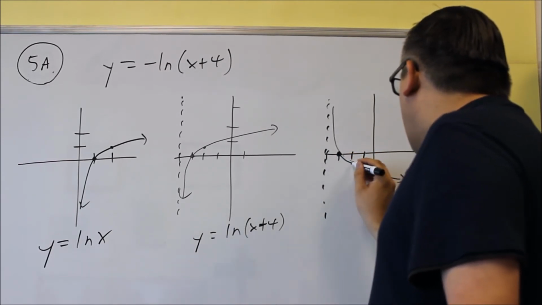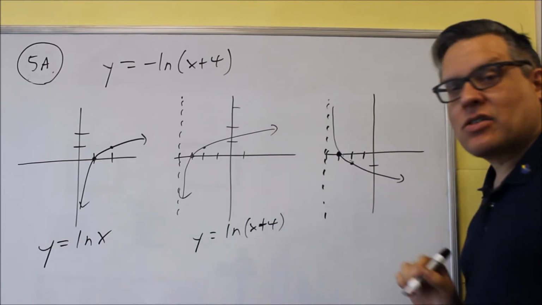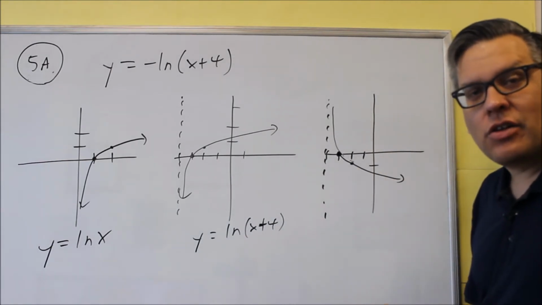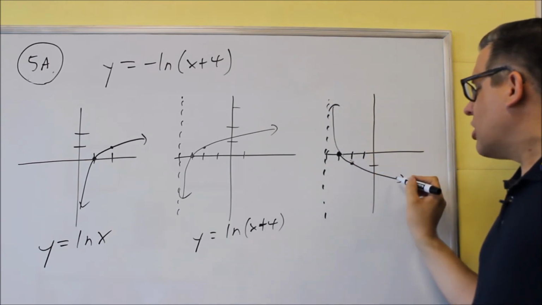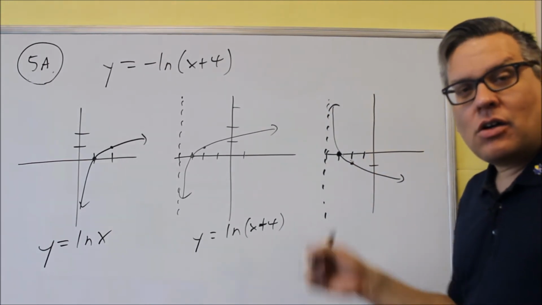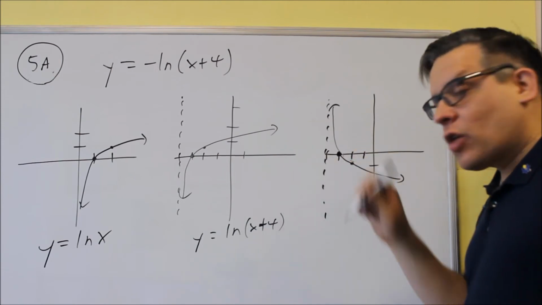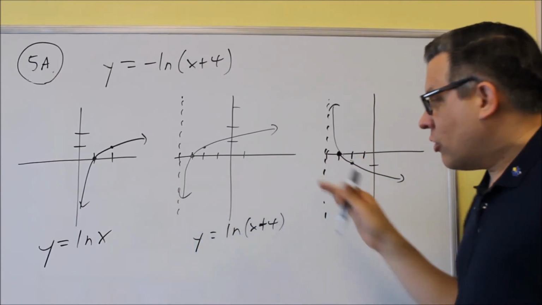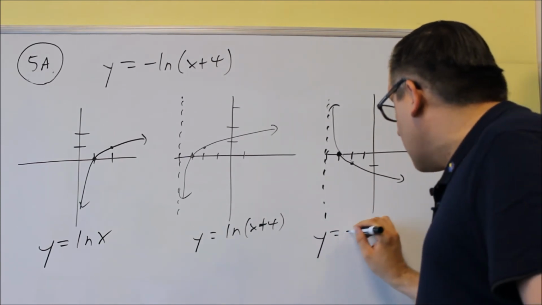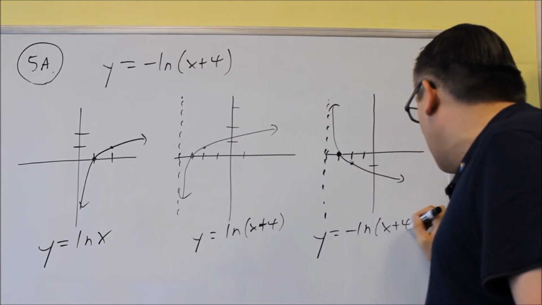You don't have to be that accurate about where it crosses the y-axis unless it specifically tells you to find the y-intercept. Otherwise, it's going to go through somewhere about right there, and the answer key will show the exact graph, but I'm mainly looking for sketches. If you have it going in the right direction, this would be y equals negative natural log of x plus 4.